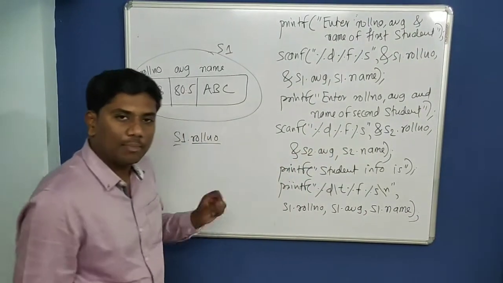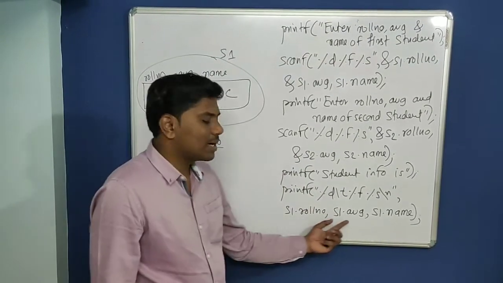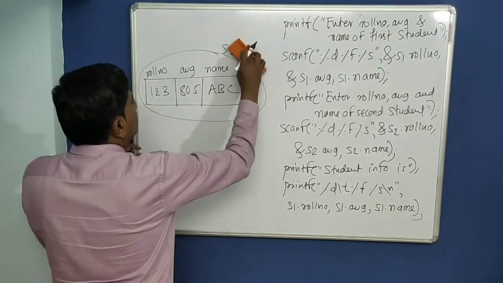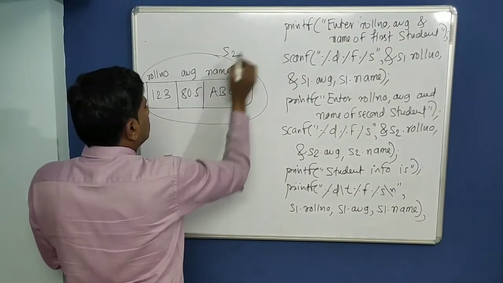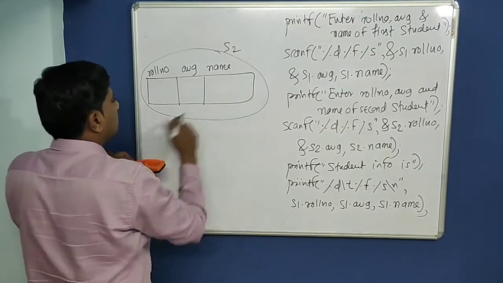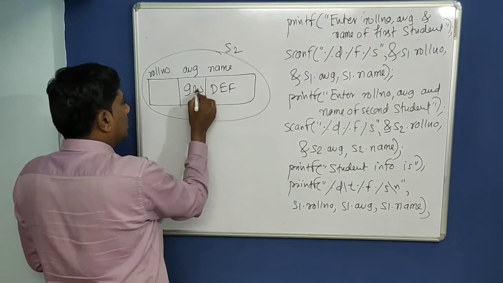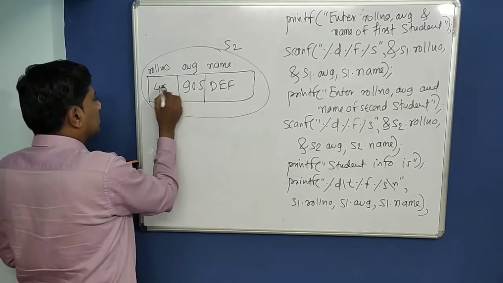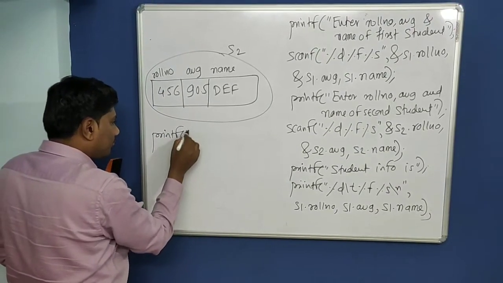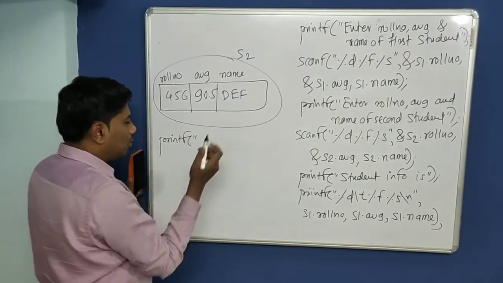Okay, I am using a separate printf for printing information of the second student. You can also combine both printf into one. Okay, so consider if this is S2 and consider these are the values. Name is DF, 90.5, and this is the roll number. So printf. Getting? We already used \n to print this output on a new line.